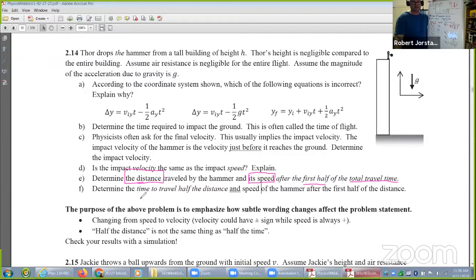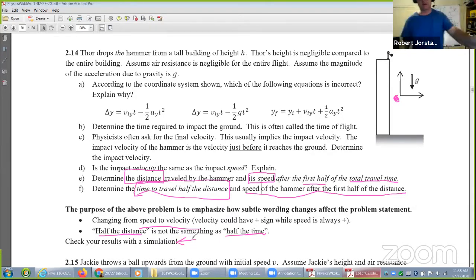Next, look at this. What about the time to travel half the distance? That's a totally different thing. It looks similar, and the speed after the first half the distance. So that is after you've fallen halfway. And what we learn in this problem are the following. All right. So speed and velocity are not the same thing. Half the distance and half the time are not the same thing. And you could check your results with the simulation, and I could show you that simulation here in a sec. All right. So that's that question.